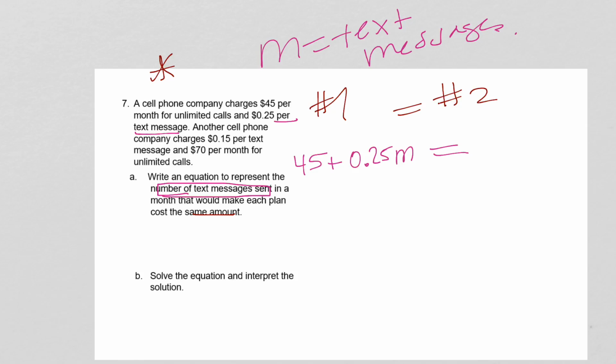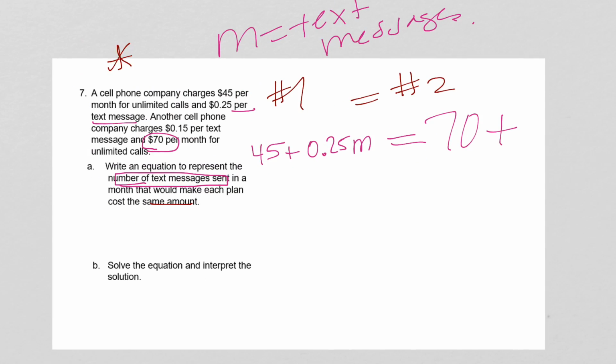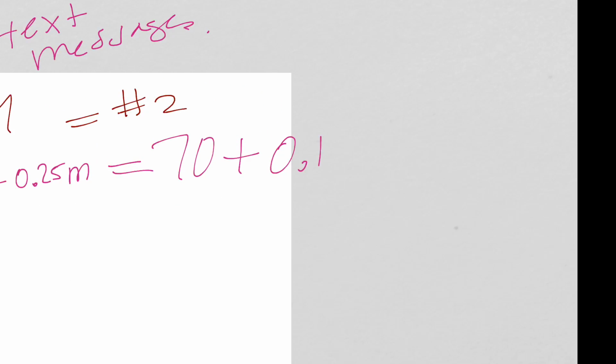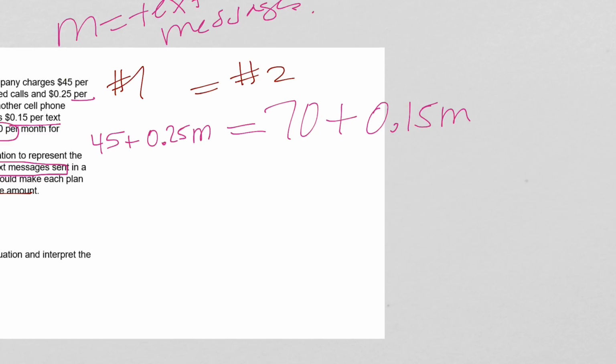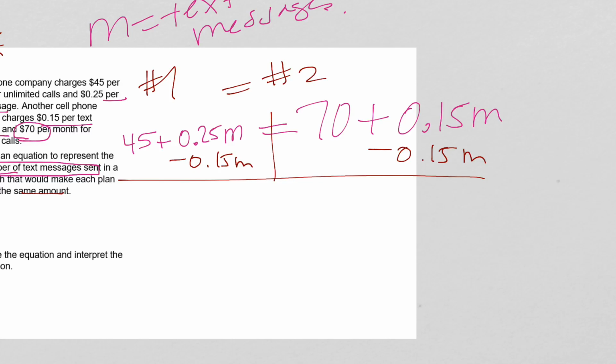Equals, it needs to cost the same at both companies. So the second company costs $70 per month plus 15 cents per text message. So text message gets the variable. To solve for m, I need to isolate the variable. So I'm going to move the smaller m, which is 15 cents m. And when I subtract 15 cents m, I'm going to get 45 plus 10 cents m is equal to 70.